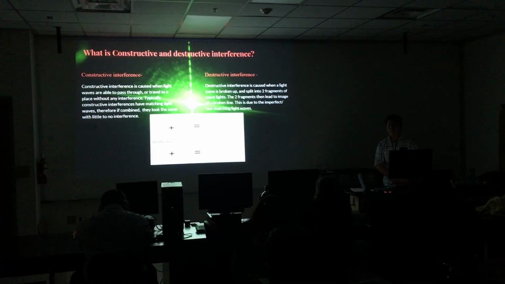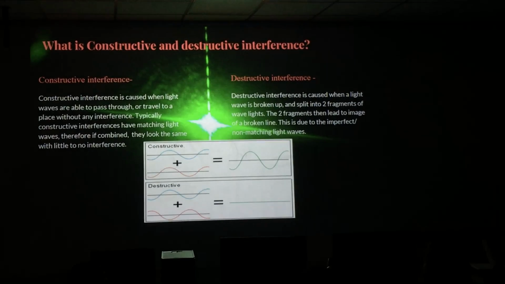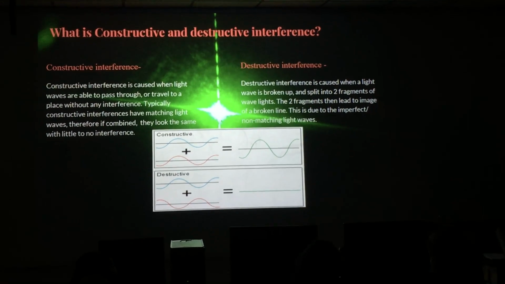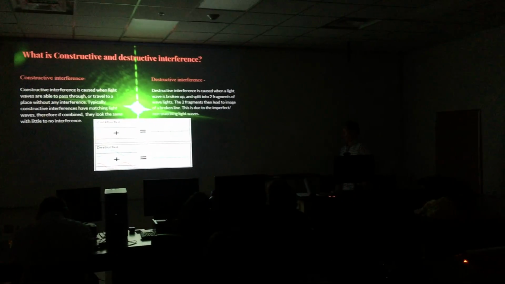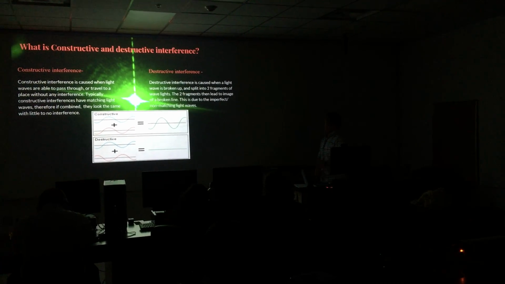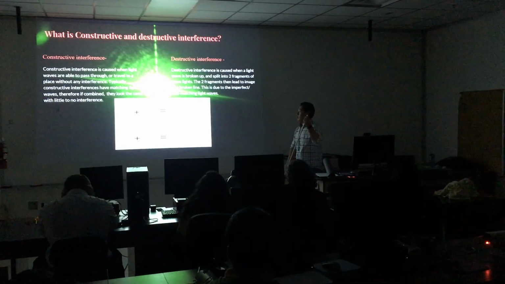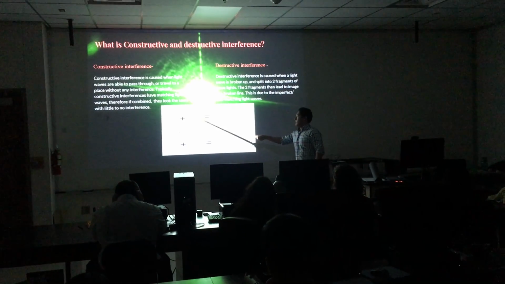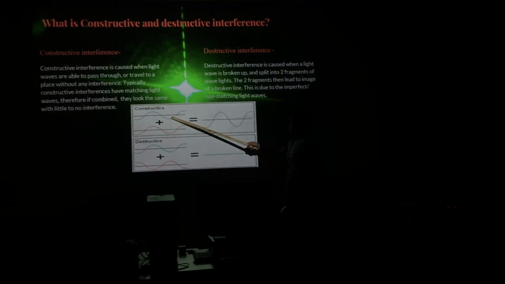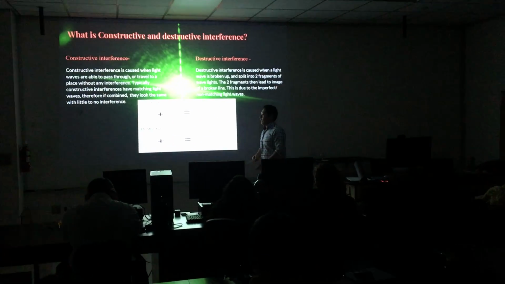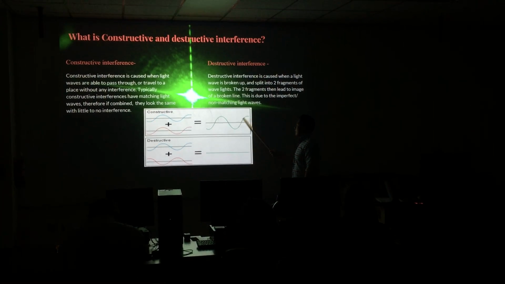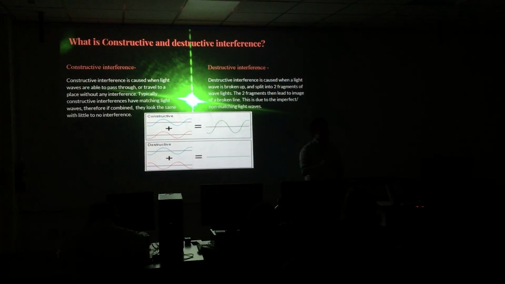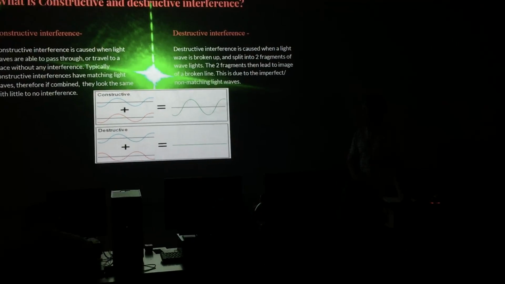So what is constructive interference and destructive interference? Constructive interference is caused whenever light waves are able to travel to a place without any interference. Typically, constructive interference has matching light waves, just like it shows right here, and the light waves usually have to be whole numbers, they can add up, and that's why it equals to here or equals to that. That's why the light waves are showing.